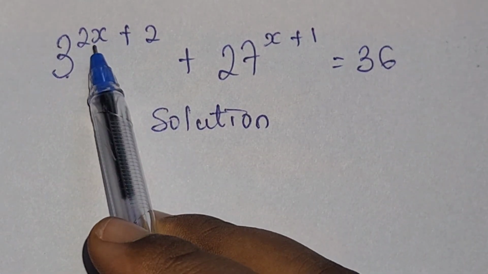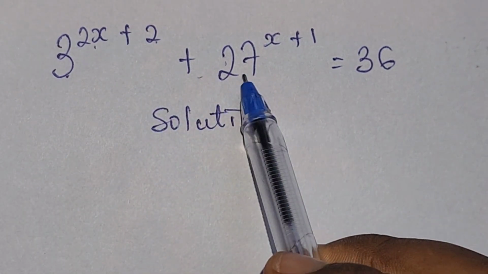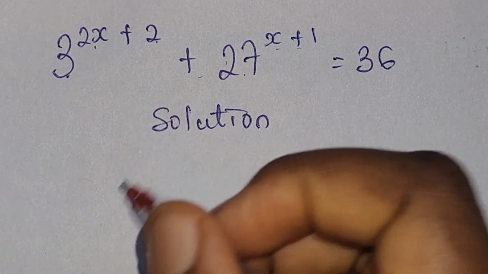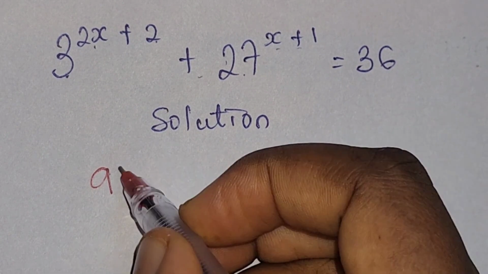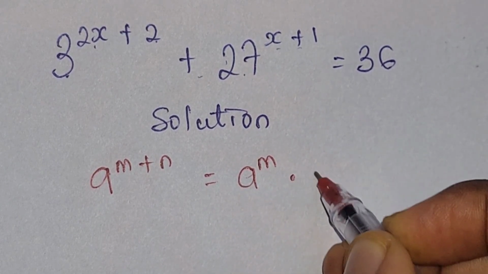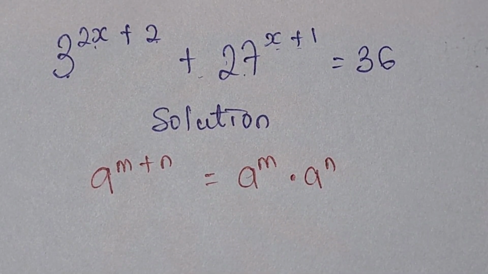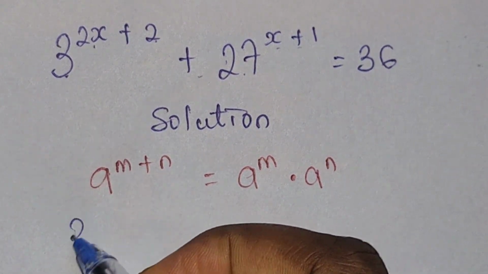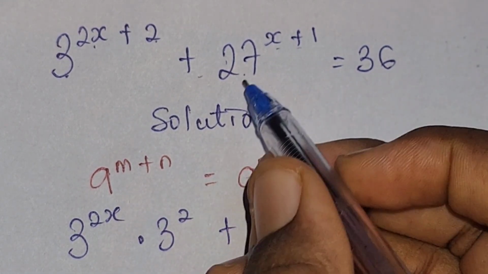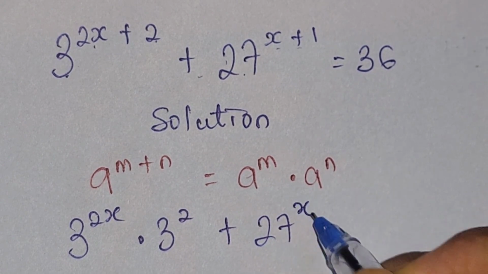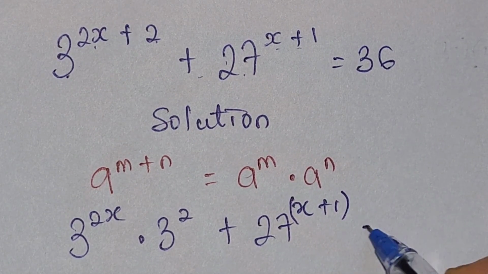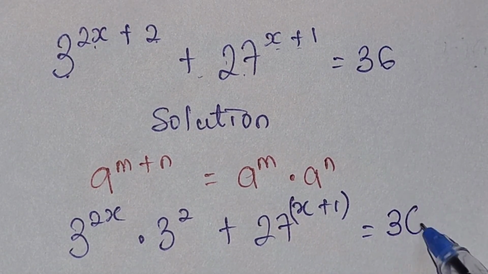We have 3 to the power of 2x plus 2 plus 27 to the power of x plus 1 is equal to 36. Let's recall when I have a to the power of m plus n, this is the same as a to the power of m times a to the power of n. So splitting these numbers here, we have 3 to the power of 2x times 3 to the power of 2 plus we have 27 to the power of x plus 1 is equal to 36.